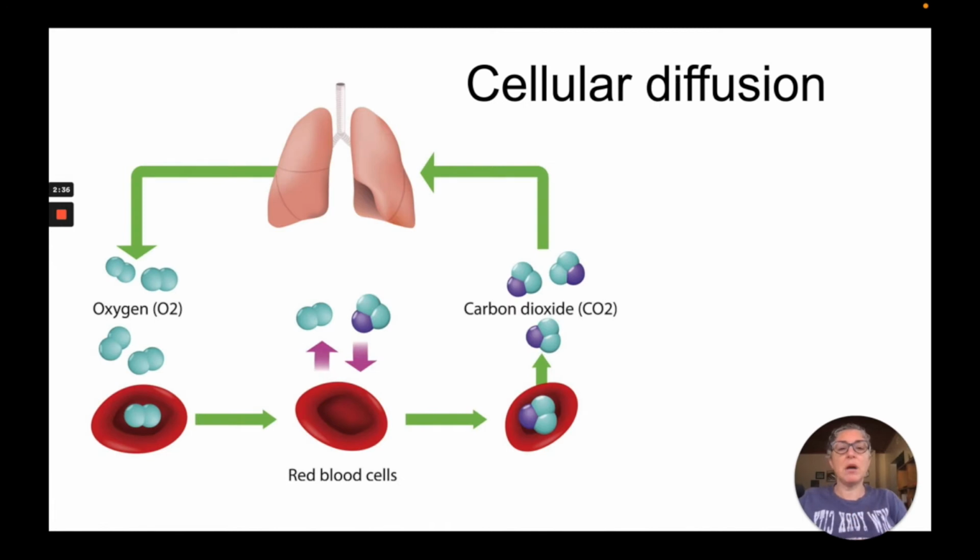All right, so let's talk about cellular diffusion and why this is important. We're going to look at one of the prime examples that you need to know, and that is in the respiratory system. We have some lungs pictured here, and when we breathe air into the lungs, it travels through the trachea, the bronchi and the bronchioles, down to the alveoli, the air sacs, which are microscopic.